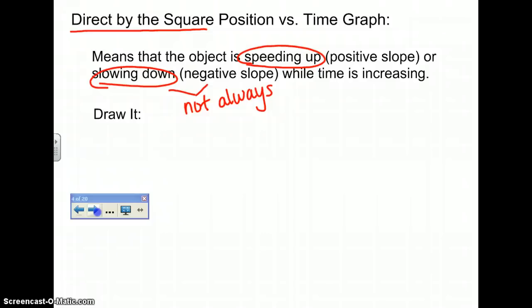Now, what I just said kind of entails your acceleration versus time graphs, but what I really want to embed here is that you don't necessarily always say that if an object's speeding up, you will be seeing a positive slope all the time. That is not true. Now, when we talk about our position versus time graphs, yeah, you'll see that. Okay, so let's draw what this looks like, speeding up.